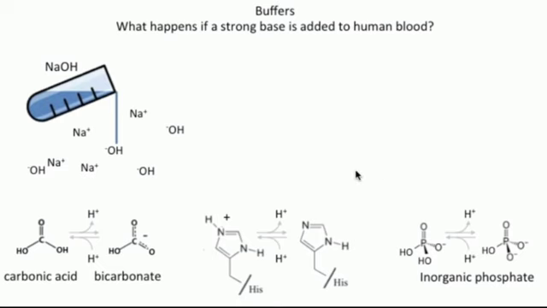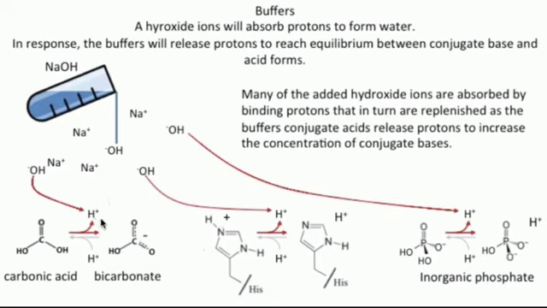Because in this case, these hydroxide ions will grab the protons off of the acids and slightly perturb the conjugate acid conjugate base equilibrium. And again, it's very slight. There's so much buffer in your blood and usually so few protons exchanging.